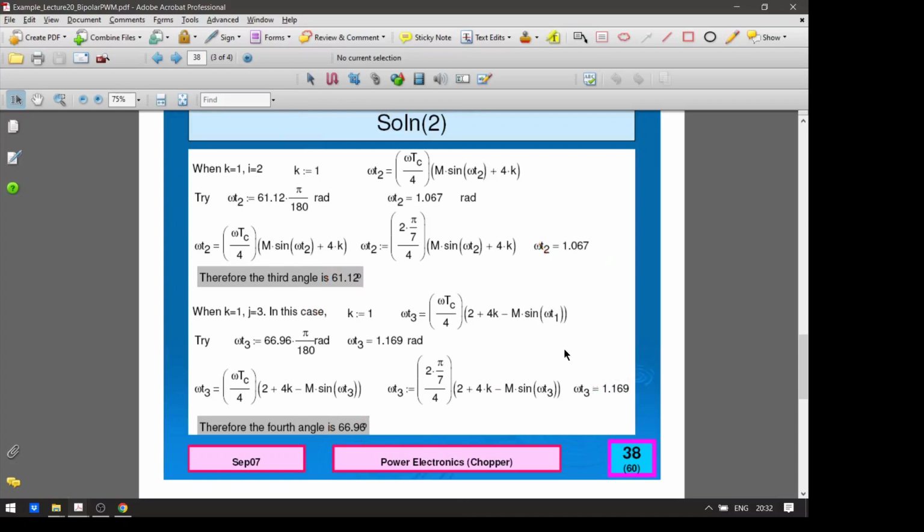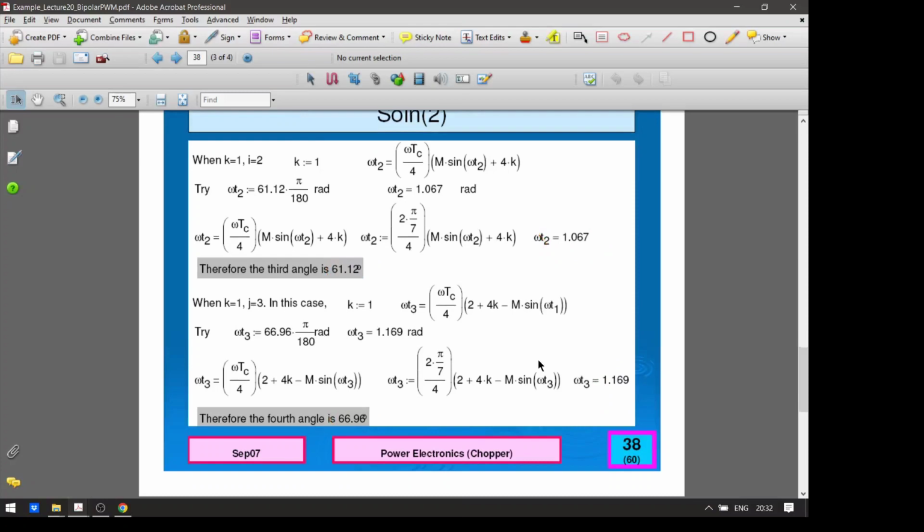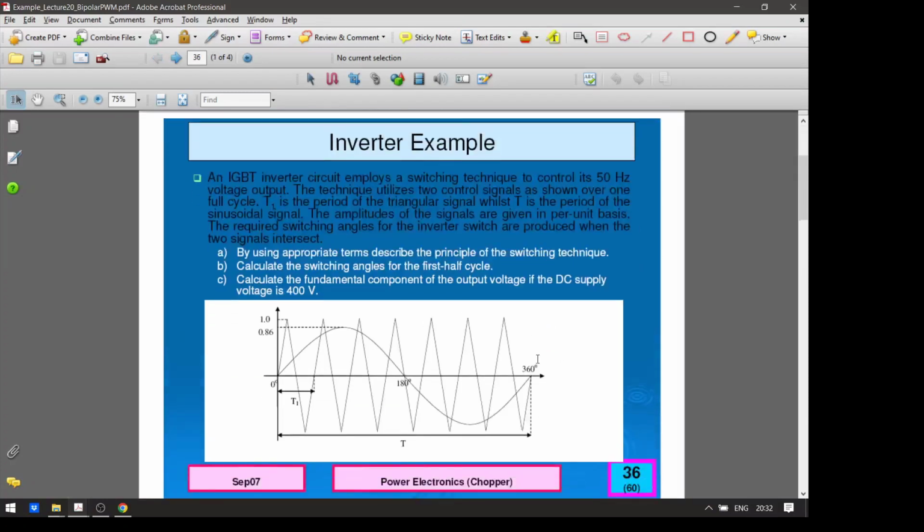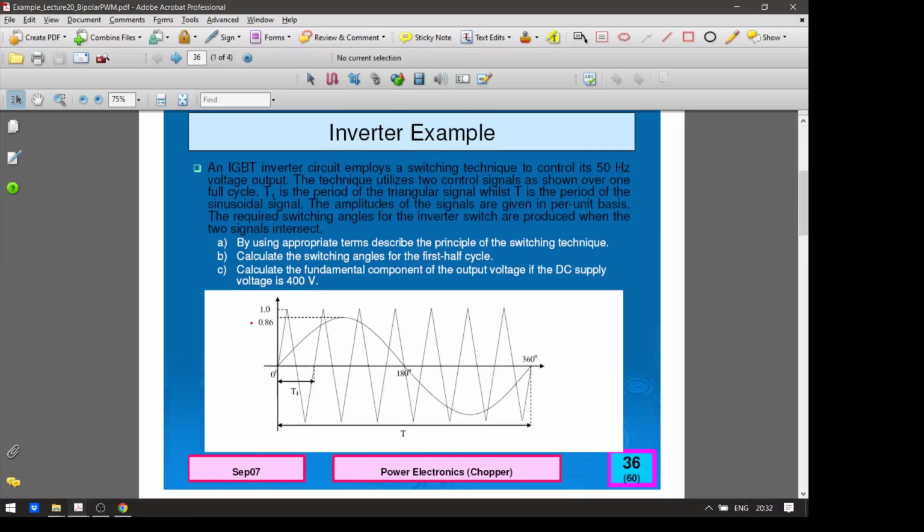And finally, when we refer back to this equation, this waveform, now try to identify. We have 0 here, and then that is equal to 21.65. Okay, this is 21.65, and then here is 61, and this is 66. Okay, this is 66 degrees.